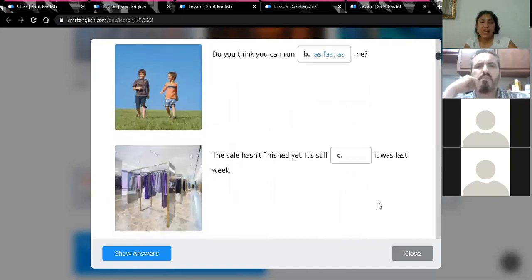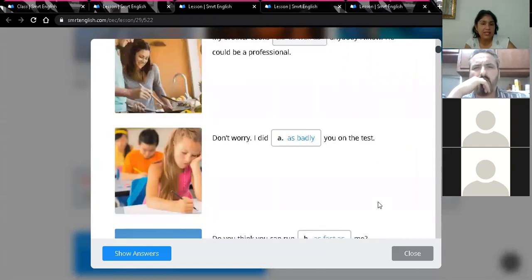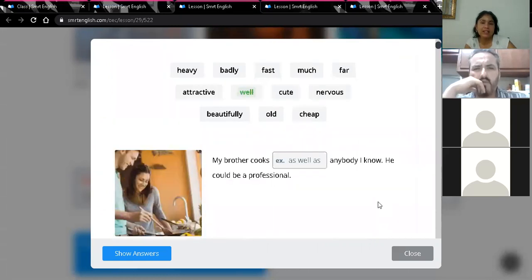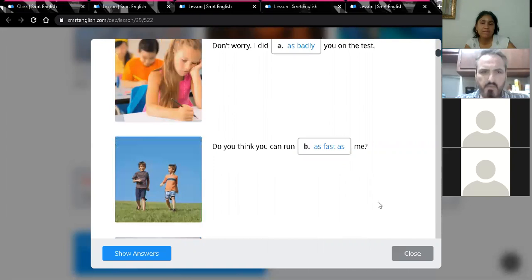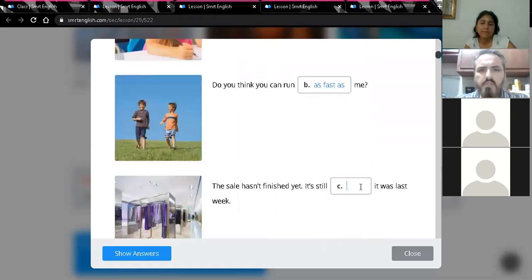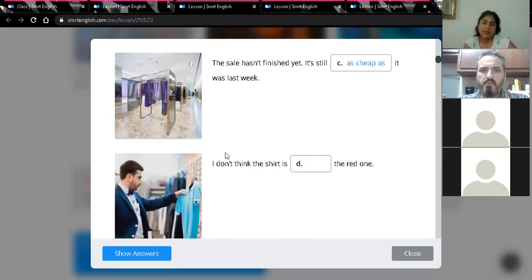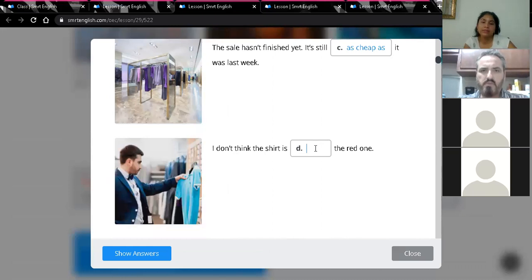Next, the sale hasn't finished yet. It's still what as it was last week? It's still cheap as it was last week. Remember, sale is when we have good deals, right? Things that are at a lower price. So it's still as cheap as it was last week. Next, I don't think the shirt is as what as the red one.